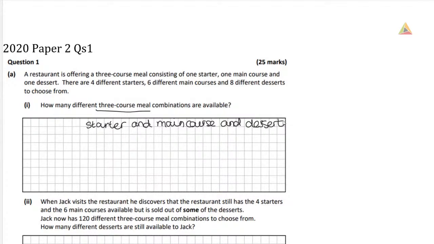And to work out the total number of possibilities, when we write down the possibilities for each part of this 3-course meal, we then multiply by them. So we're going to say we have 4 different options for starter and 6 different options for main course and 8 different options for dessert. And when we multiply those 3 figures, we get 192 combinations possible.